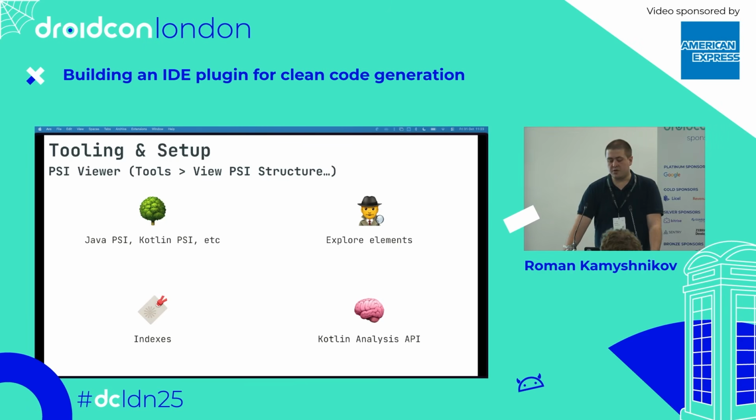And the last bit is that you also have access to the Kotlin Analysis API, which is a layer that's built on top of the Kotlin PSI that gives you easier access to some information that you might need. For example, when you're trying to resolve the type to get the actual class behind the type, or if you want to handle nullability.